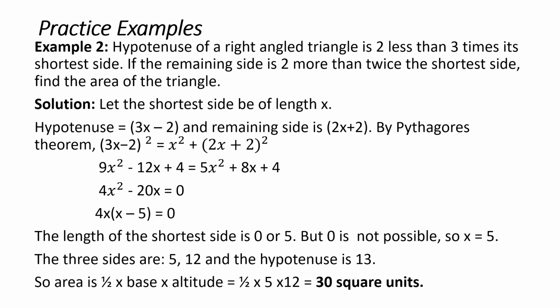So x is 5, shortest side is 5. The other sides will be 3x minus 2 and 2x plus 2. So the three sides of the triangle are now 5, 12, and hypotenuse is 3x minus 2, which is 13. Now the formula for the area is half base into altitude for a triangle. So half into 5 into 12, which is equal to 30 square units. So the area of the right angle triangle is 30 square units.